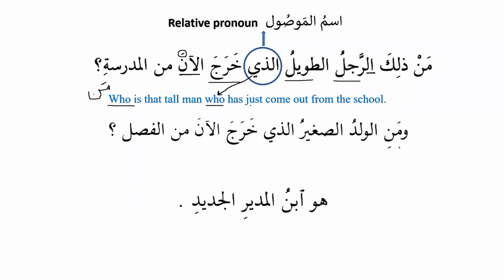So alladhi, if it is used for a person, it is translated as who, and if it is used for a thing, then it will be translated as which. So in Arabic we have two, we have who and we have which, but in English we have only one, which is alladhi. And please remember that it is used for masculine. For feminine we have different, and this one is used for masculine, as we can see over here. Ar-rajulu is masculine, so that's why ismul mawsul that we are using for this is also alladhi, which is also for the masculine.